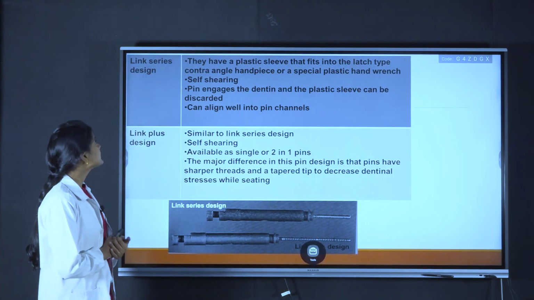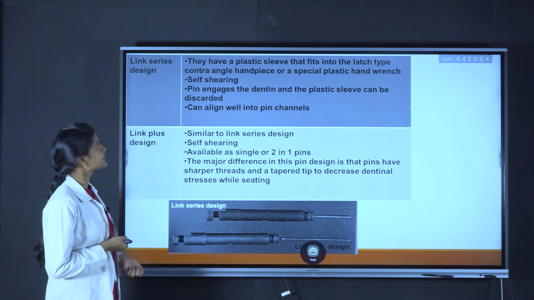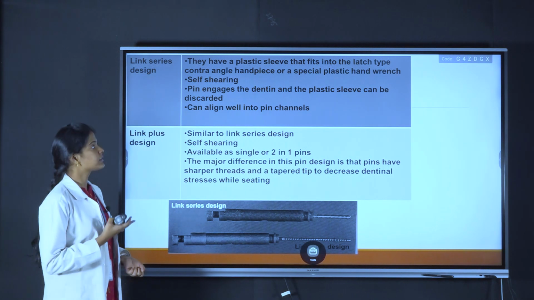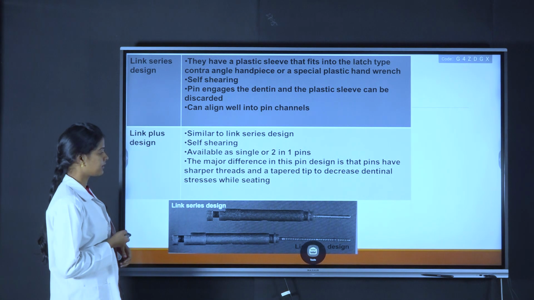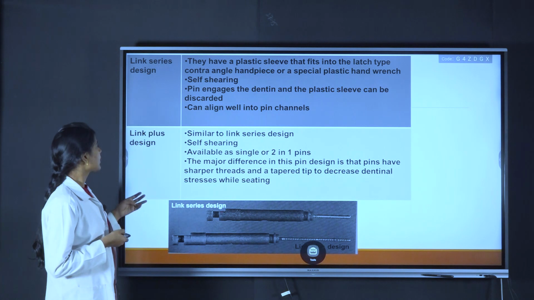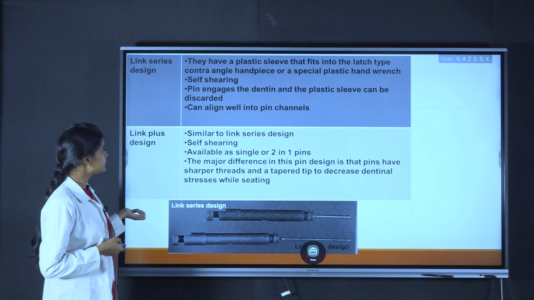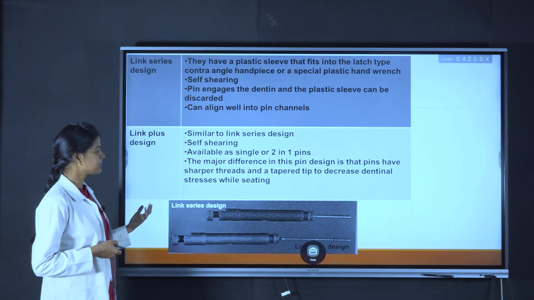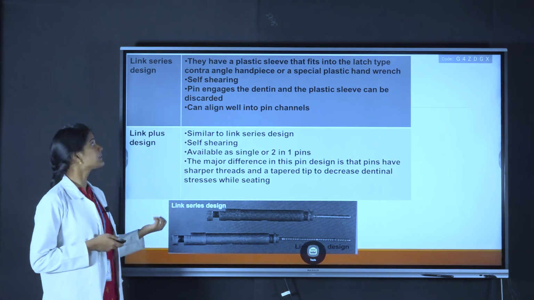So coming to the Link series design, they have a plastic sleeve. This is the plastic sleeve that fits into the latch type of contra-angle handpiece or with the help of a special plastic hand wrench, and the pin engages into the dentine, and the plastic sleeve can be discarded. Okay. Coming to the Link Plus design, it is similar to that of the Link series, but the difference is that it is available in single or 2-in-1 pins, and the diameter and the taper are a little reduced compared to the Link series.